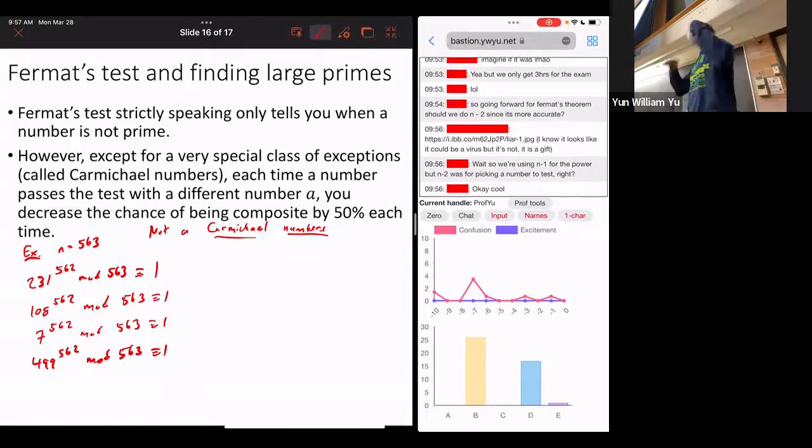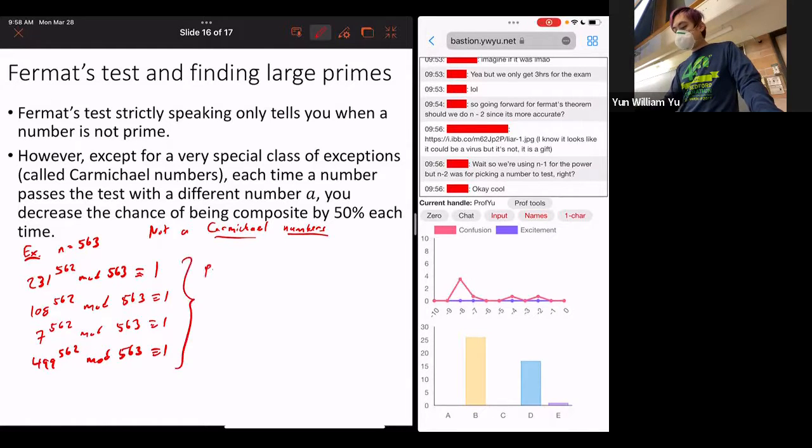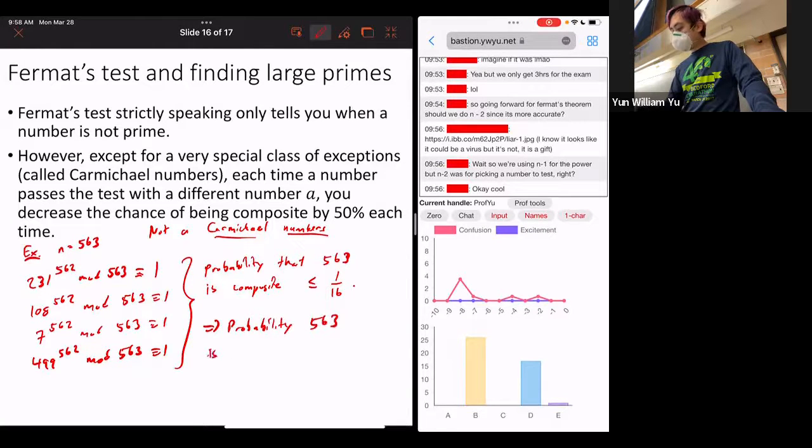It turns out that you can keep on picking numbers, and the more numbers you pick where the answer is 1, each time it passes the test, you are more and more confident that it's actually a prime number. Because we've done the test 4 times, the probability that 563 is composite is less than or equal to 1 over 16, which implies that the probability 563 is prime is greater than or equal to 15 over 16, which is greater than or equal to 93%.